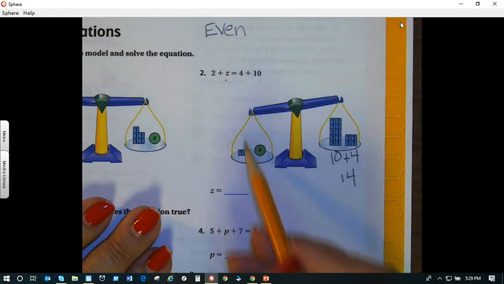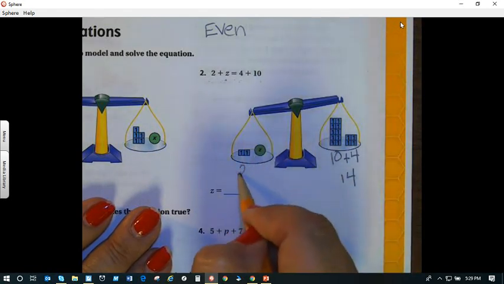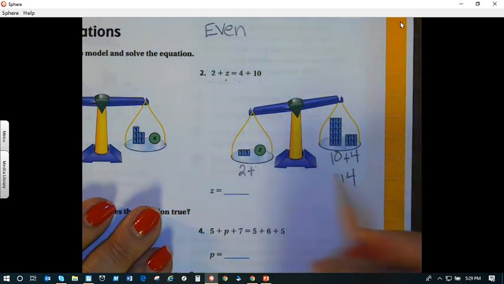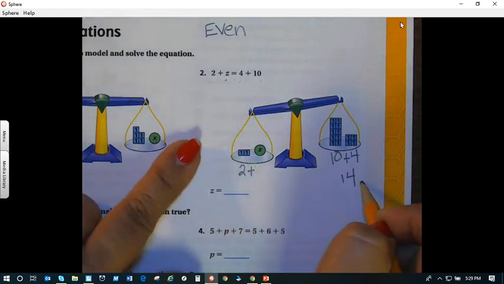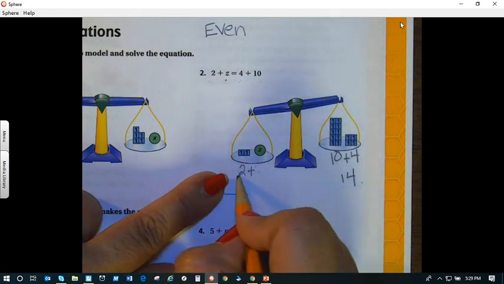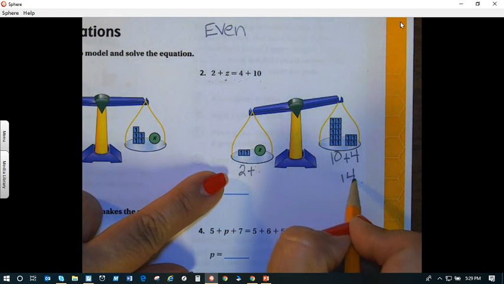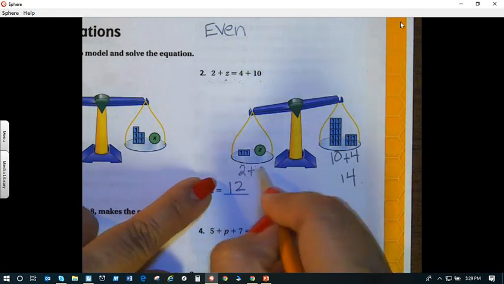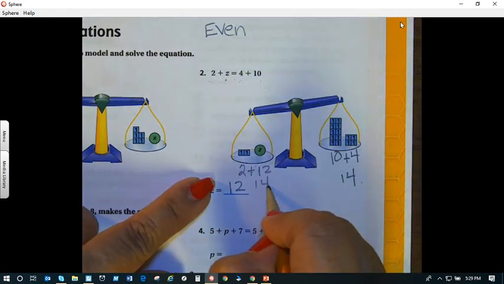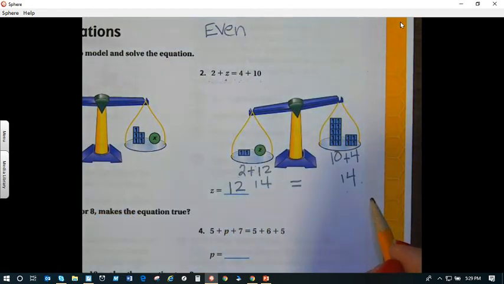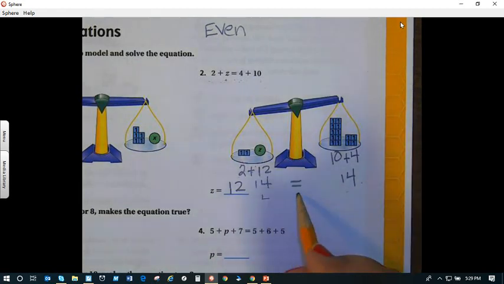Well, this isn't measuring. I have 2. How many more cubes do I need to add to it to make this balance? Because I need to get to 14. So I'm needing to add, so what plus 2 equals 14? And so the answer will be 12. Z equals 12 because 2 plus 12 equals 14. Does 14 equal 14? Yes, it does. And so that makes my answer correct. My left is equal to my right. They're both balanced.